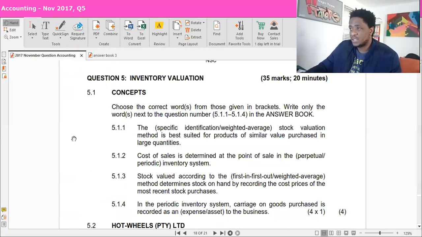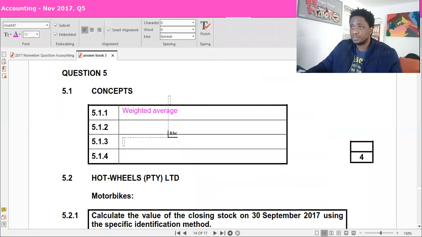5.1.2, they say cost of sales is determined at the point of sale in the perpetual or periodic inventory system. It's the perpetual inventory system, because remember, in the perpetual inventory system, we are constantly calculating cost of sales every time we make a sale, whereas for the periodic inventory system, we use the opening stock plus purchases plus carriage on purchases minus closing stock. That's how cost of sales is calculated. So yes, it will be perpetual. That will be the correct answer there.